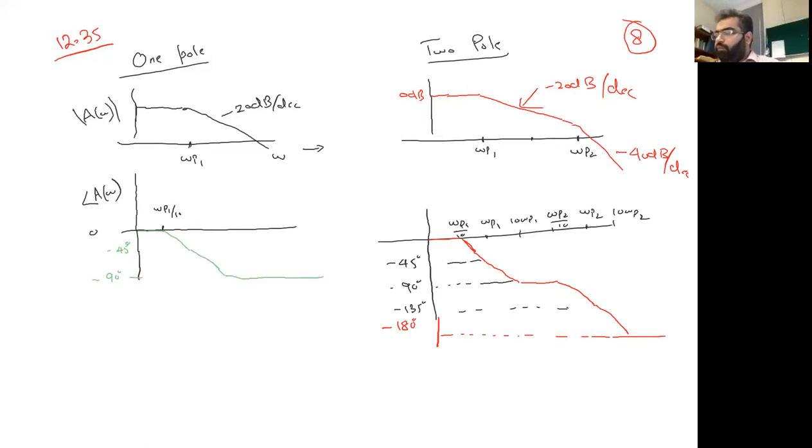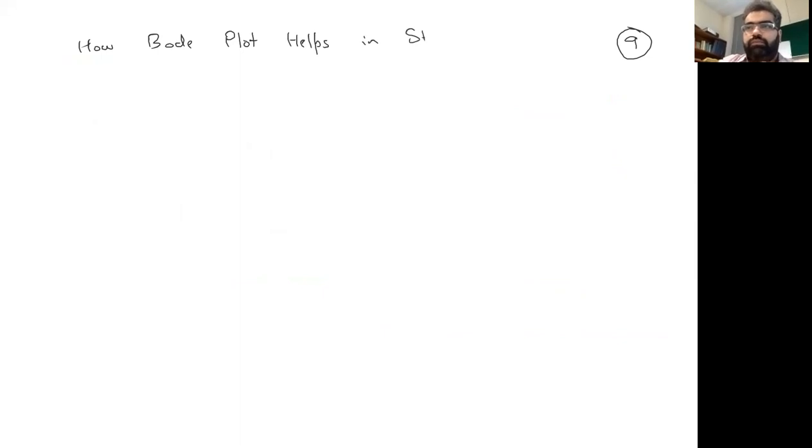So similarly, you can do the plot for other examples, and they are going to be clear as you do more by hand. So now let's come to the stability topic. Now, how does the Bode plot help in the stability of a system? That's the main thing.